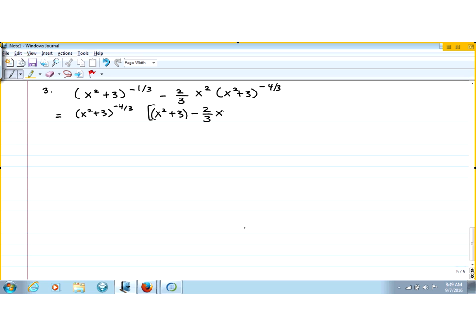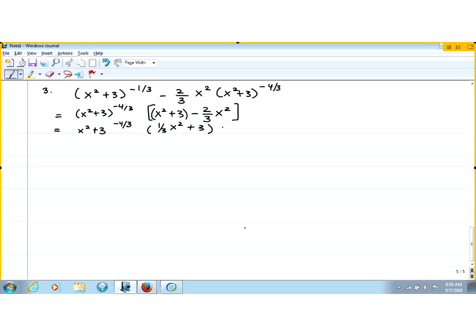Minus 2/3 x squared. That's it? So this is x squared plus 3 raised to the negative 4/3. And what are we left with? What is x squared minus 2/3 x squared? 1/3 x squared plus 3. All right, finished.